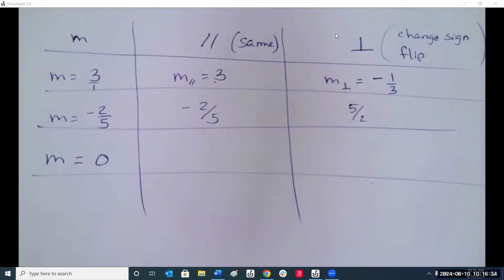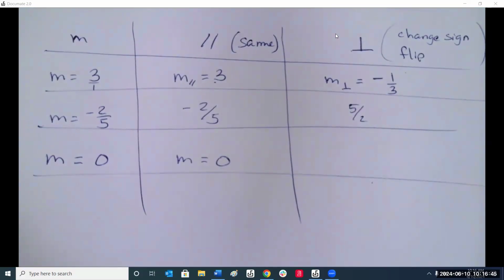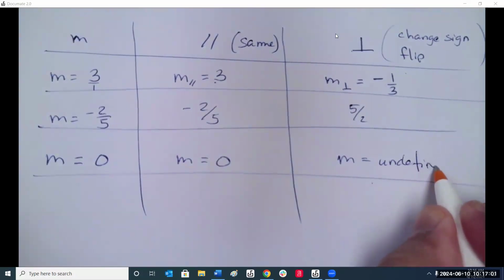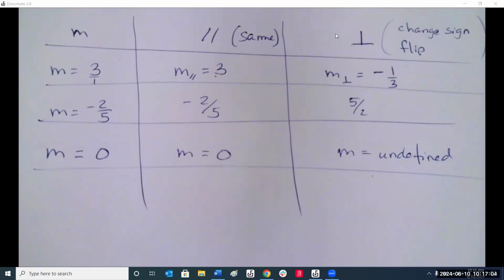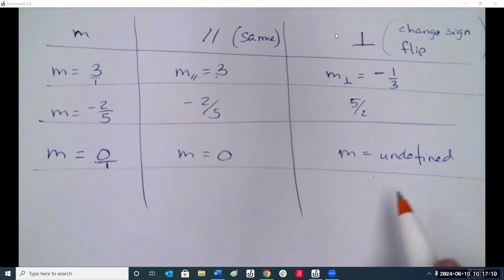How about this one? Right. So what's the... very good. Why would it be undefined? Yeah, because right now it's 0/1. When I flip it, it's 1/0. You can't have that.